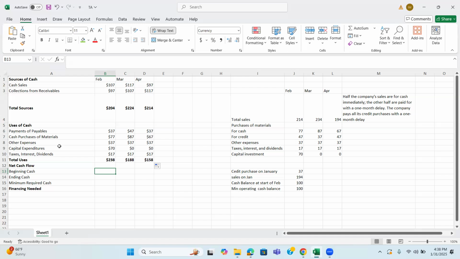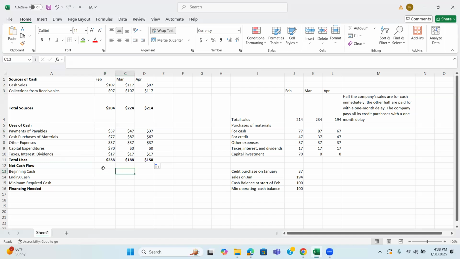For cash purchase of materials, other expense, and capital expenditure, these all are given to you. You don't have to worry about it. But the only tricky part here is the payments of payables. You have to be very careful to identify this amount, right? So you have to go back to the previous month to find the credit amount for that month. Thus you can get the payments for payables.